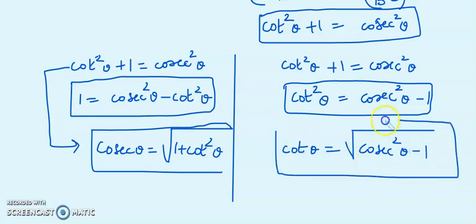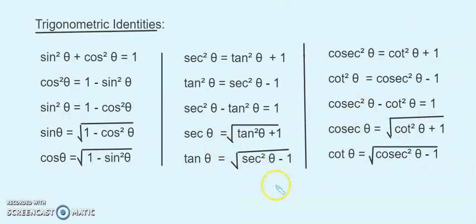So the five identities are: cot square theta plus 1 is nothing but cosec square theta. Cosec square theta minus cot square theta equals 1. Cot square theta is cosec square theta minus 1. Cosec theta is the square root of 1 plus cot square theta, and cot theta is the square root of cosec square theta minus 1. So these are the complete list of identities that you have learned today.